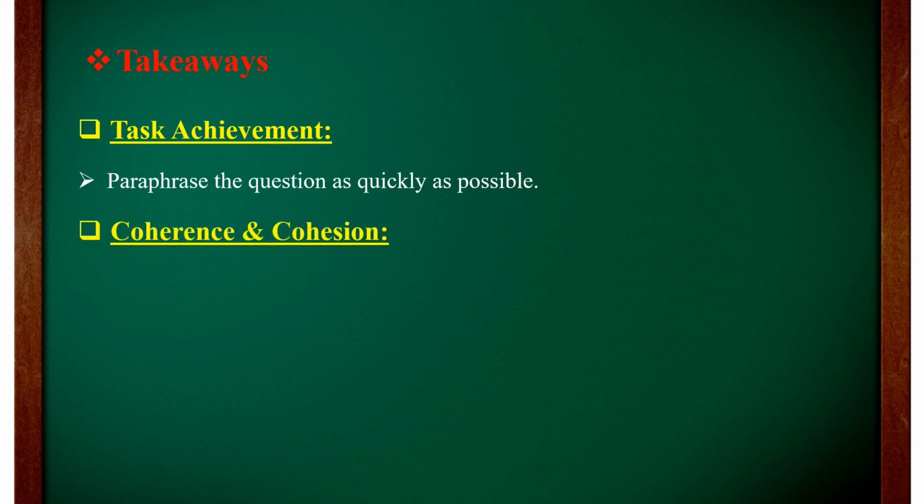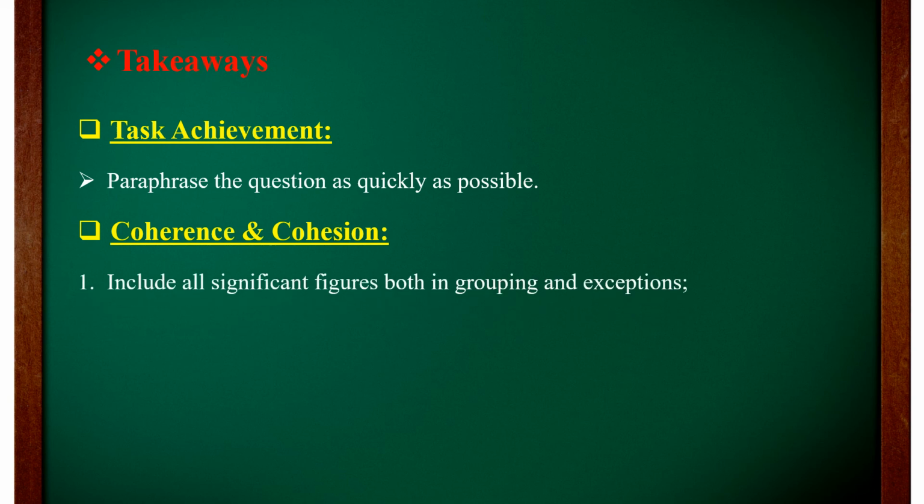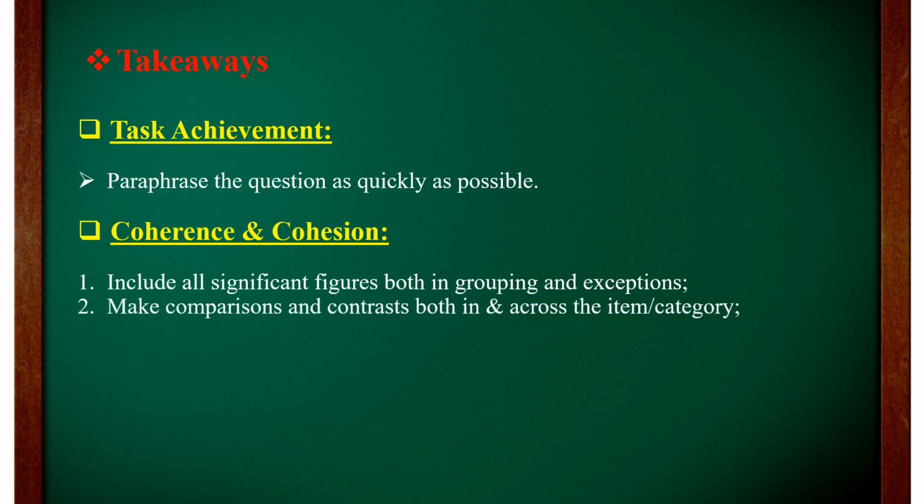Alright, now it's time to recap all takeaways from this video. First, task achievement. Paraphrase the question as quickly as possible so that you have sufficient time to work on the body section. Second, coherence and cohesion. 1. Make sure you include all significant figures both in grouping and exception. 2. Make comparison and contrast both in and across the item or category. 3. Remember to use a clear opening to guide the reader on what you are about to write.